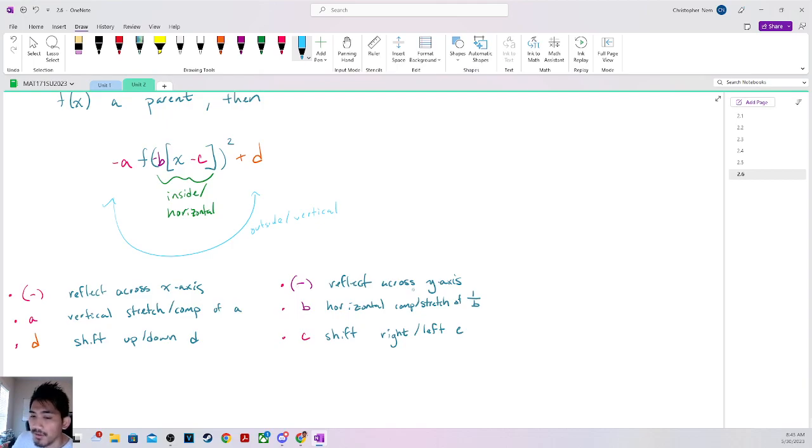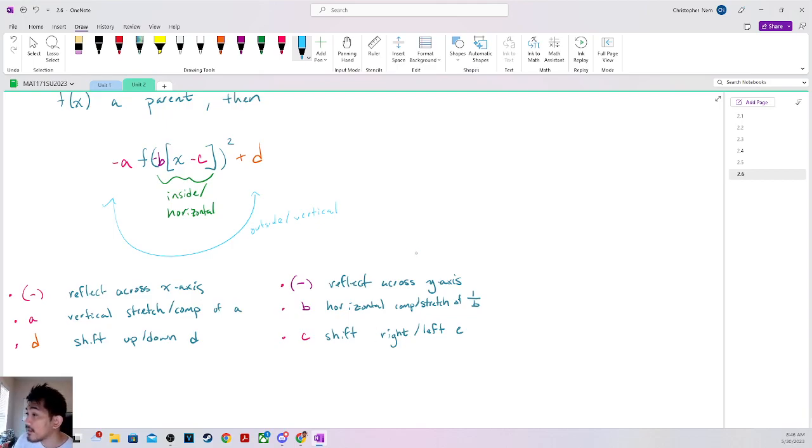The negative is a reflection across the y-axis over here if it's inside. If the b value is being multiplied inside, we say it's a horizontal compression slash stretch of 1 over b. I reversed it. And then the c value is a shift right or left of c. I should reverse this too, so I apologize for that.